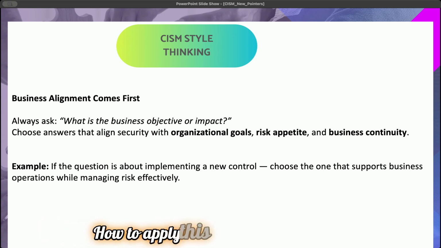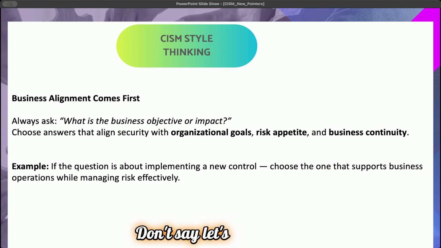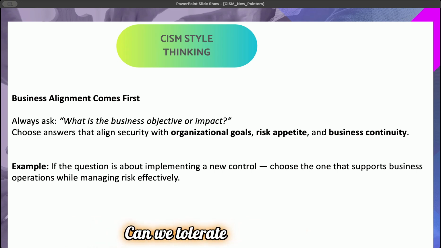How do we apply this thinking? In one scenario, say you discover a vulnerability in a backup system. Don't say, let's patch it immediately. You have to say, is this system in use? If exploited, what business function would be impacted? Can we tolerate the risk temporarily?